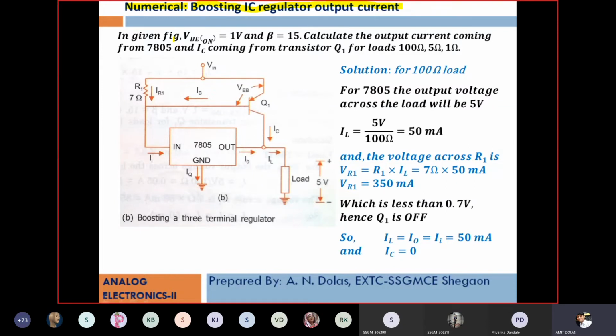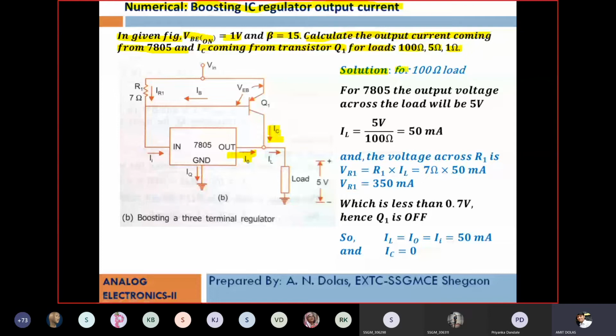In the given figure, the same current booster circuit, VBE on is 1 volt, which is given. Beta is 15, given. Calculate the output current coming from IC 7805, that is IO, and IC coming from transistor Q1, that is how much current is passing through the transistor. We have to find these two values, IO and IC, for 3 different loads: 100 ohm, 5 ohm and 1 ohm. Solution for load 100 ohm, the first example.